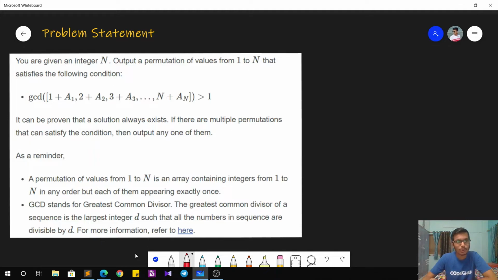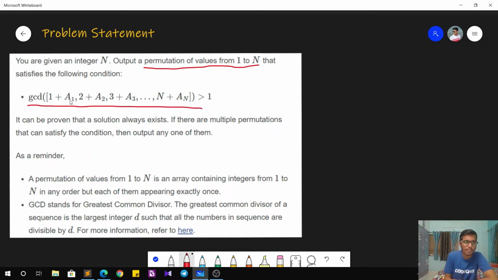The problem statement goes as follows. We are given an integer n and we have to output a permutation of the values from 1 to n such that the GCD of 1 plus the first number, 2 plus the second number, 3 plus the third number, and so on up to the last number is greater than 1. So the GCD is of the following terms: 1 plus a1, 2 plus a2, 3 plus a3, and so on. We just have to make sure that the permutation is such that the GCD value of all these numbers is greater than 1. There is no bound, just that it should be greater than 1.